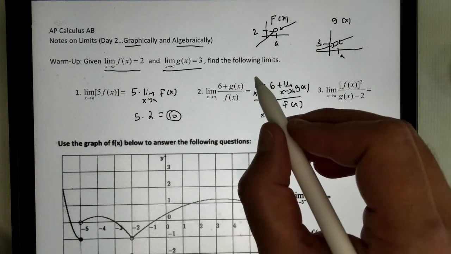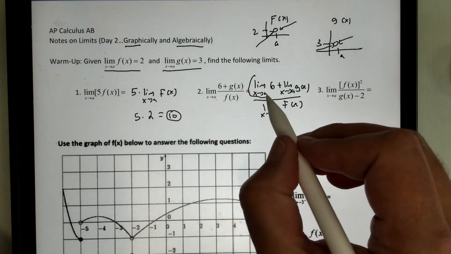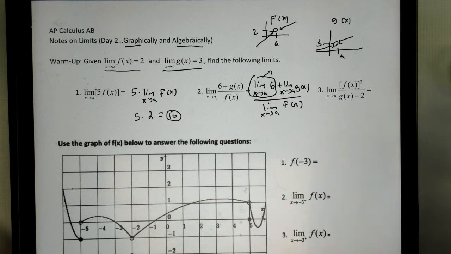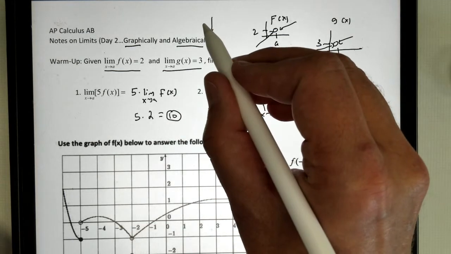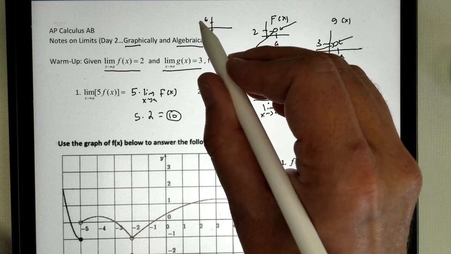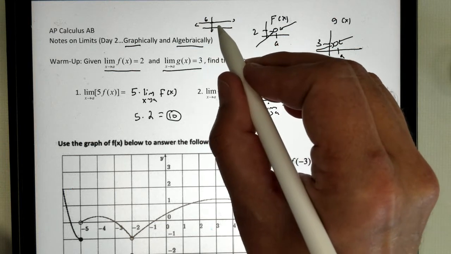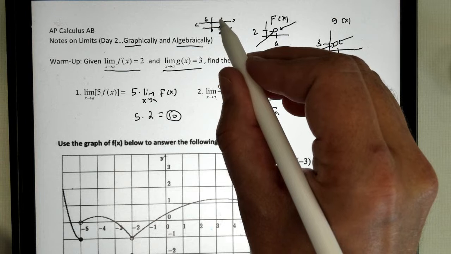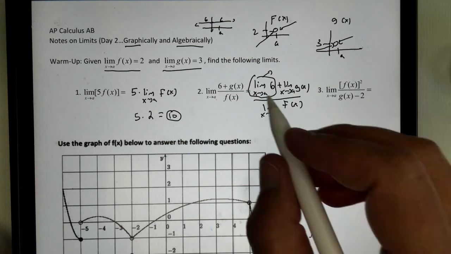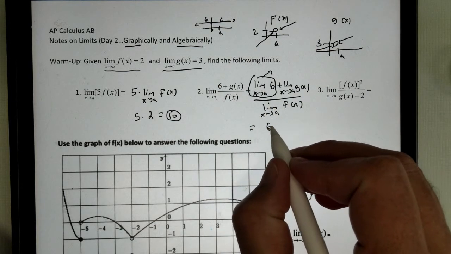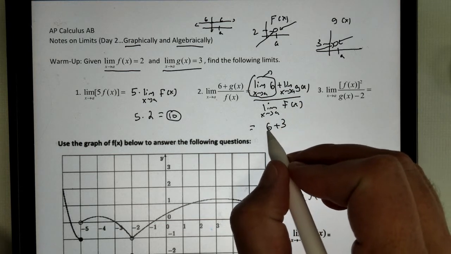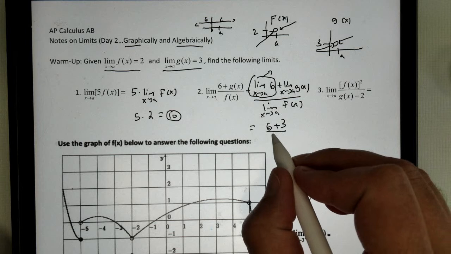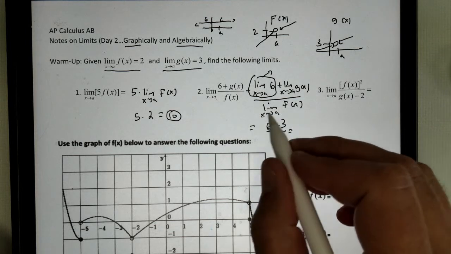Well, this first one right here, this limit as x approaches a of 6, that's just what we call a constant. This is like the line y equals 6. And if you think of the line y equals 6, it's just a horizontal line. Even at the value of a, my value is still just going to be 6. So this just becomes 6 plus, we know what g of x approaches, it's 3, and we know f of x approaches 2. So I can leave it like this, I'm cool with that.